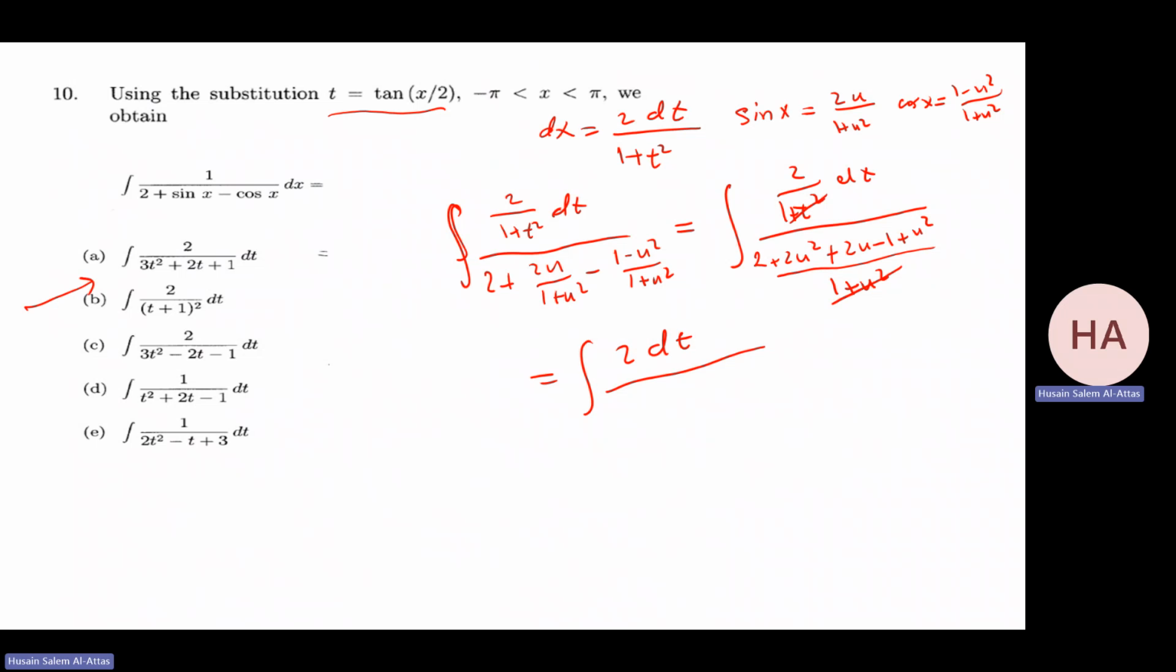Sorry, I have things in terms of t, not u. So what I have here is 2t squared, 3t squared, plus 2t, plus 1, which is this, dt. That's it.